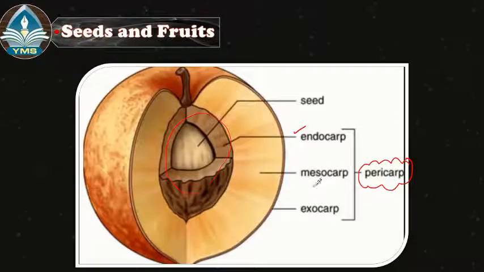Then we have the mesocarp. The mesocarp is the fleshy middle part which we usually eat in the fruit. And here the outer layer is called the exocarp, which protects the fruit, the outer skin-like layer of the fruit. And after we eat the fruit, the most important part of reproduction is the seed, which is planted to germinate and to have a new plant.